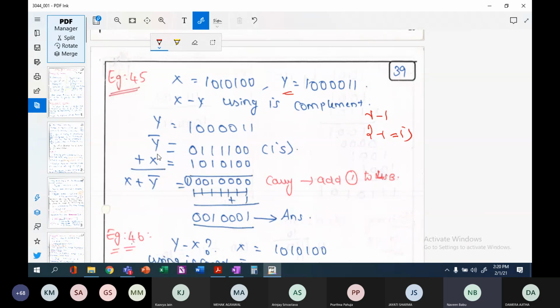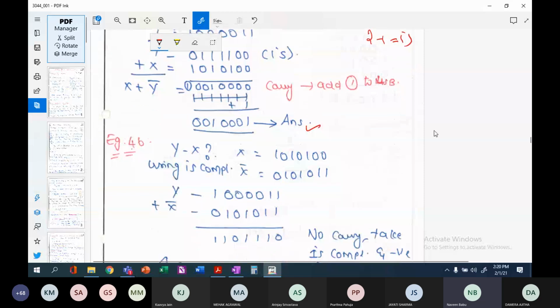So y bar becomes 0 4 times 1 00. And then you add x to it, 1 0 1 0 1 00. I am getting a carry. Obviously, I will get a carry, right? If I get a carry, I will add that 1 to my leftmost bit. So this will be my answer.